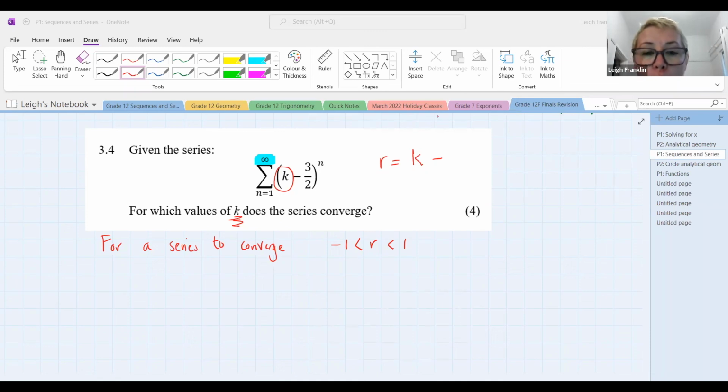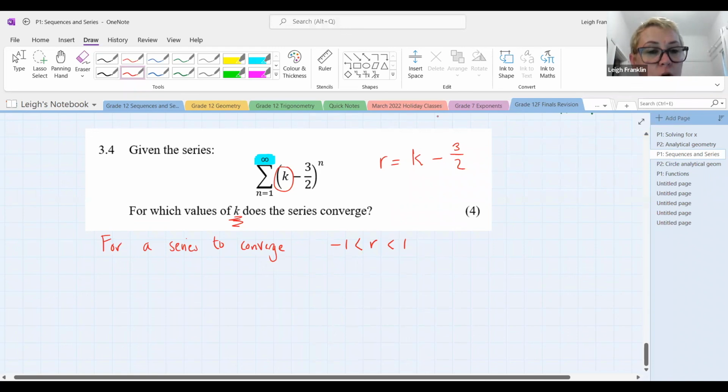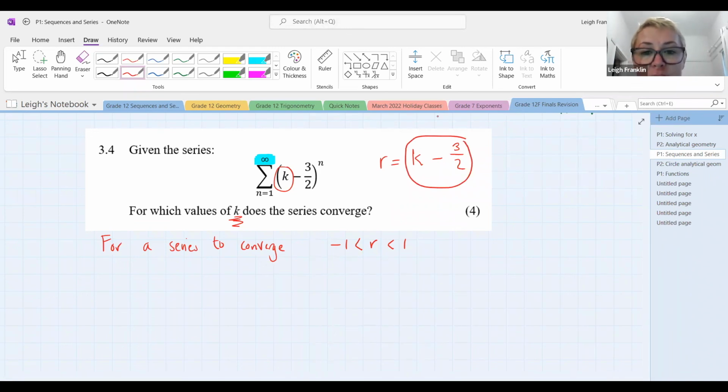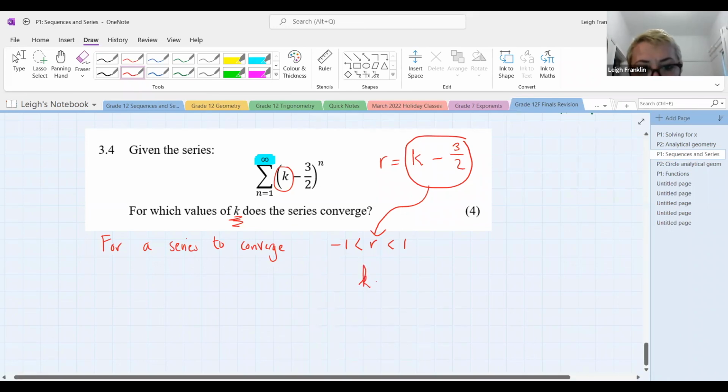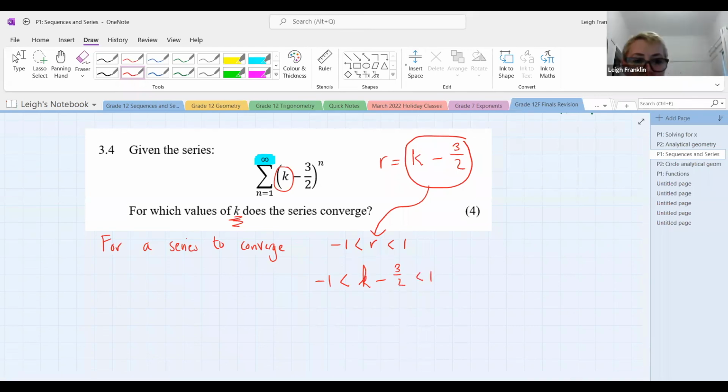All right, so R is equal to K minus 3/2. So we are going to take this and substitute it in here. Okay, so next line. K minus 3/2 has to be greater than -1, but smaller than 1. That's what they are telling us. So R is equal to K minus 3/2. Now what are we going to do to our inequality? What's the first step?